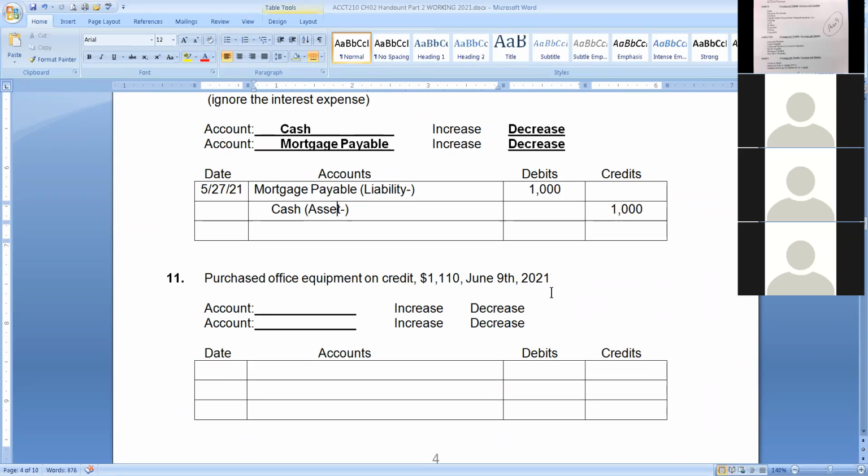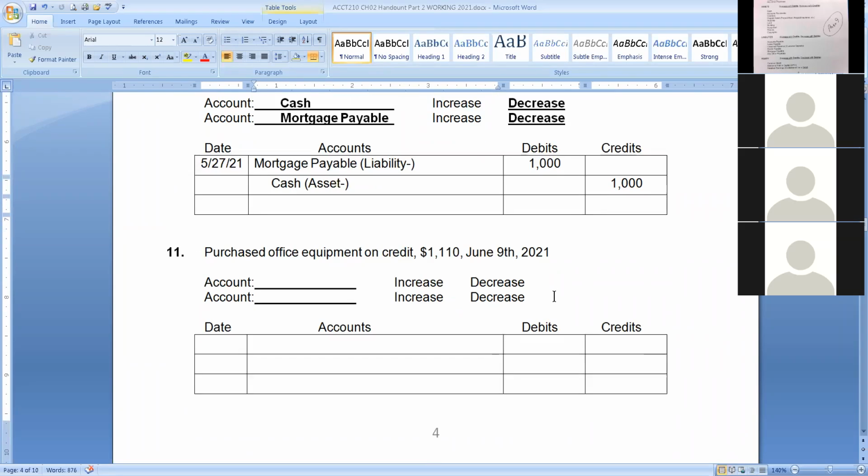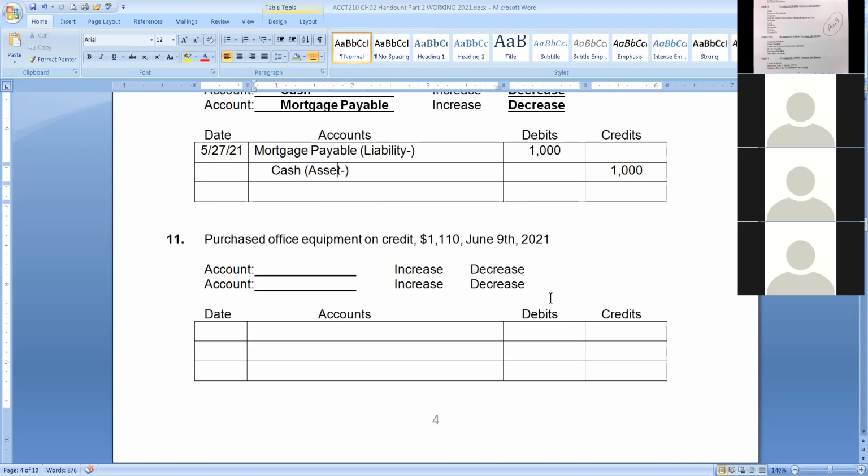By the way, if you guys have any questions on any of these, go ahead and stop me. We can go over it. And don't be afraid to stop me. All right. See, purchase office equipment on credit. So would that be accounts payable? Yes. And that would be increasing? Yep.